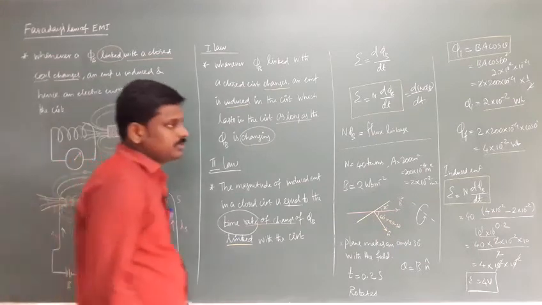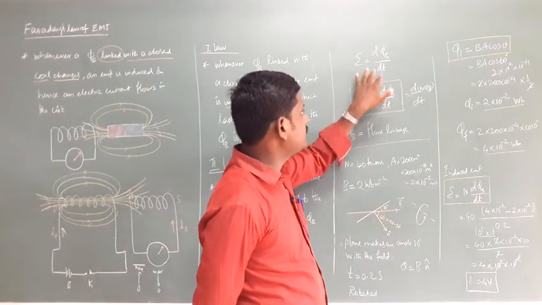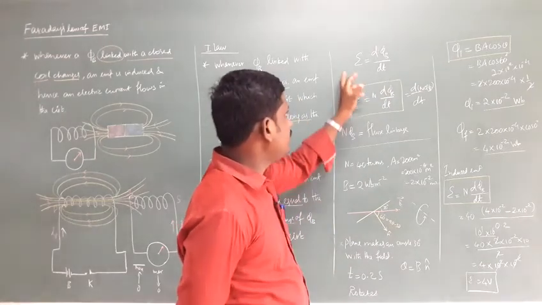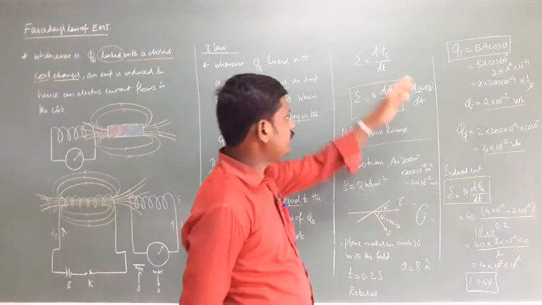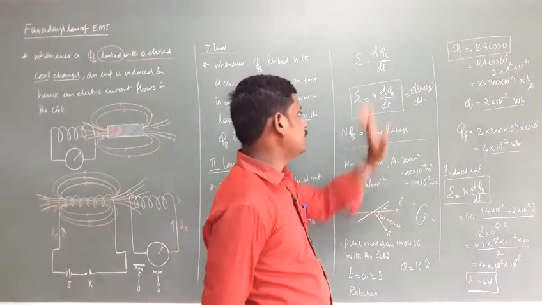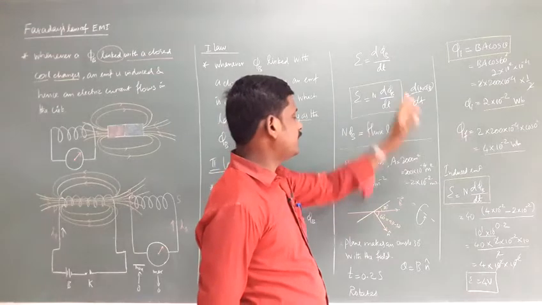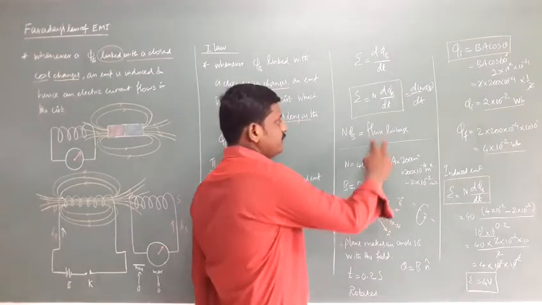Then the induced EMF epsilon equals dΦ by dt, the change in magnetic flux with respect to time. If it is a single turn, this is the value. If there are N number of turns, the total induced EMF is equal to N times dΦ by dt. Just take note: NΦ_B is the magnetic flux, so that is the flux linkage.